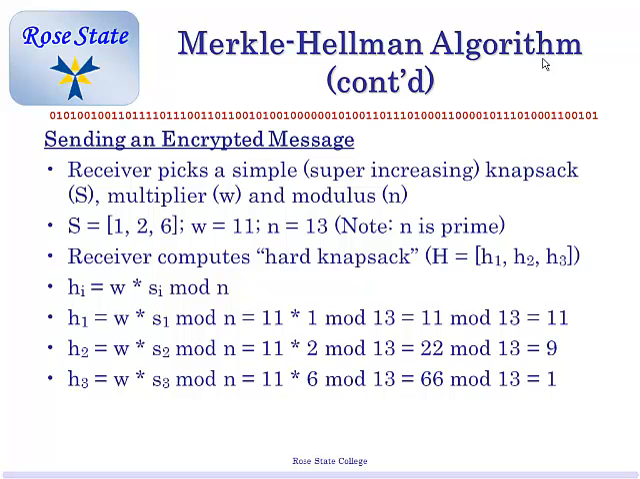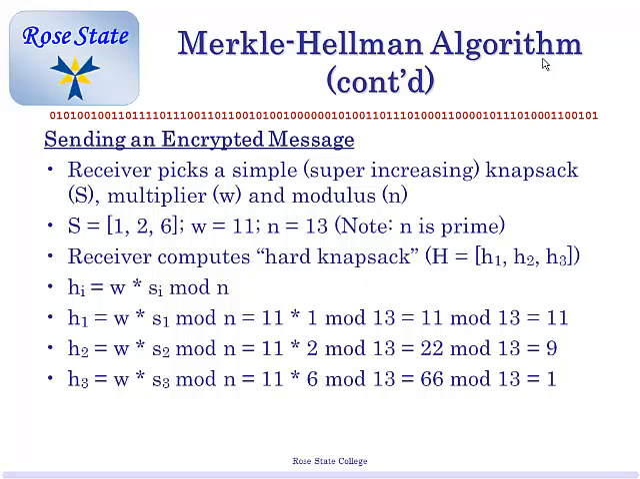All right? So we selected those. Then the receiver, again, Carol over here, computes the hard knapsack. So we took the simple knapsack, these values, and computed the hard knapsack. How do we do this? You need to know this fourth bullet.